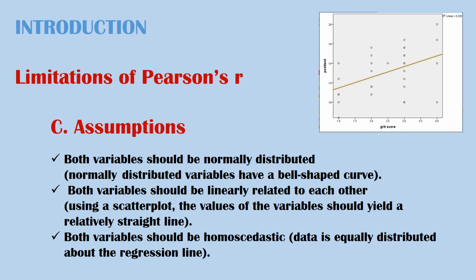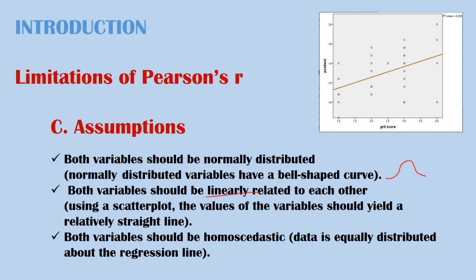Lastly, in terms of assumptions, we can only use Pearson's R if all of these assumptions are met. For example, both variables should be normally distributed. So if plotted in a graph, normally distributed variables have a bell-shaped curve. Next, both variables should be linearly related to each other.